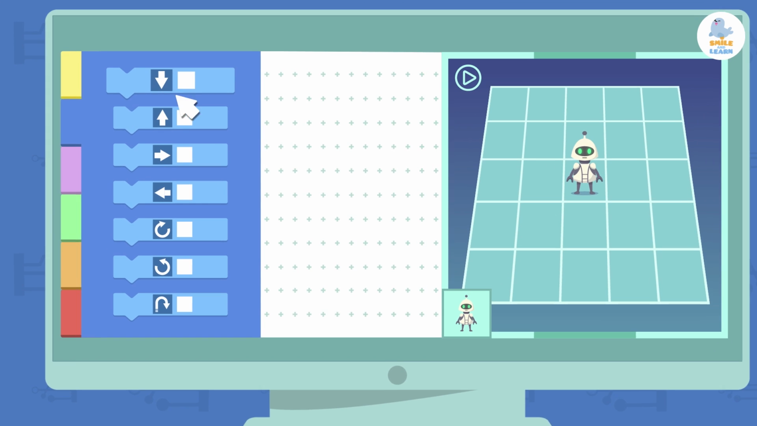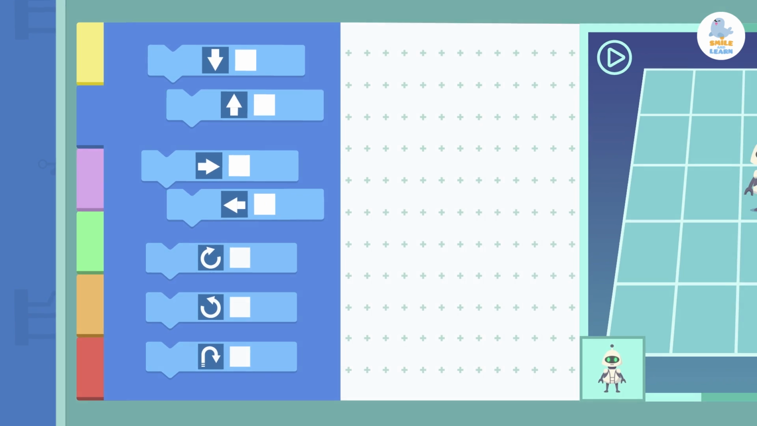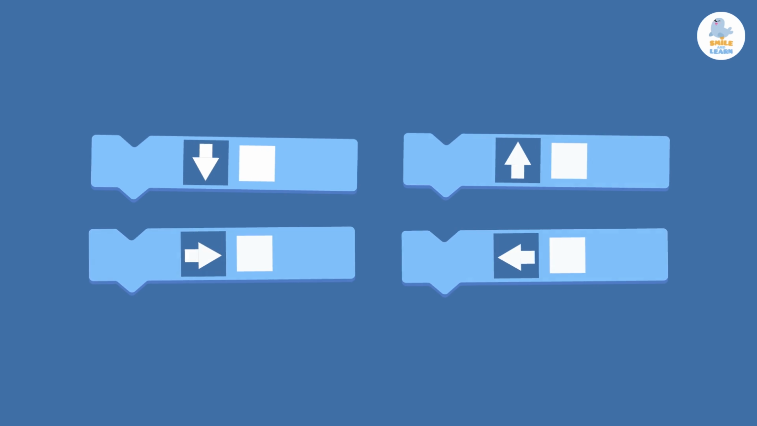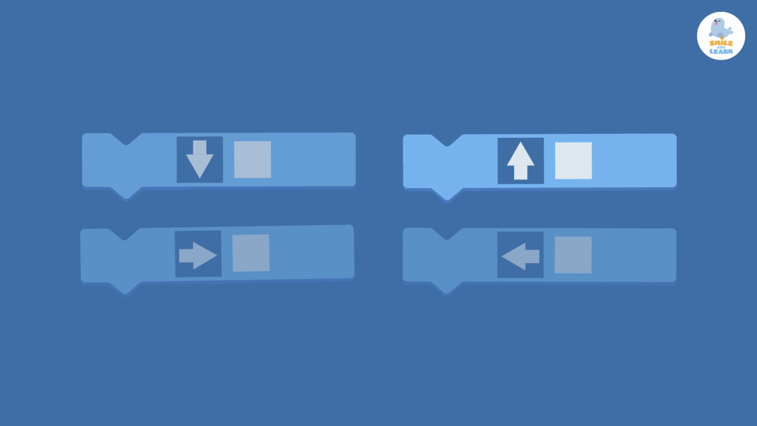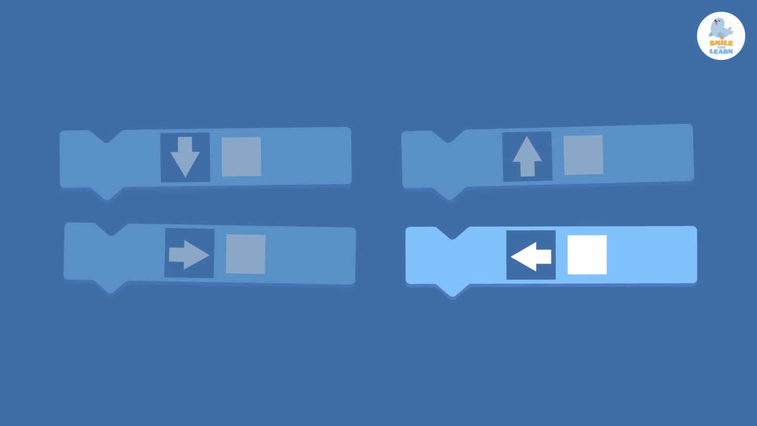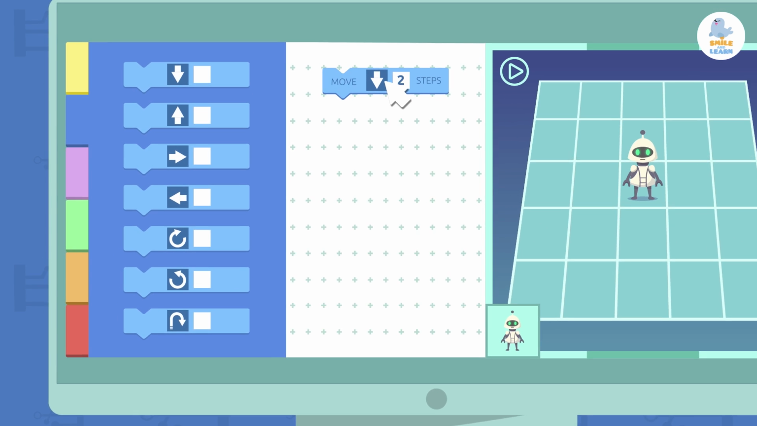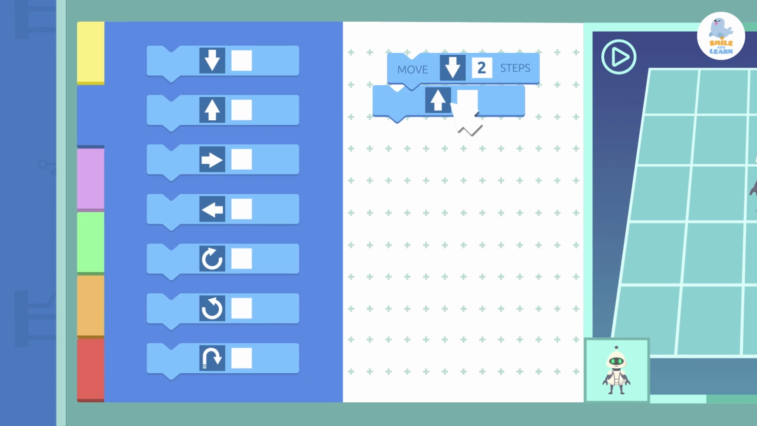To move it, you could use different motion blocks. The most basic ones are those that allow you to move. Forward, backwards, to the right, and to the left. First, I'll program my player to take 2 steps forward and 3 steps back.